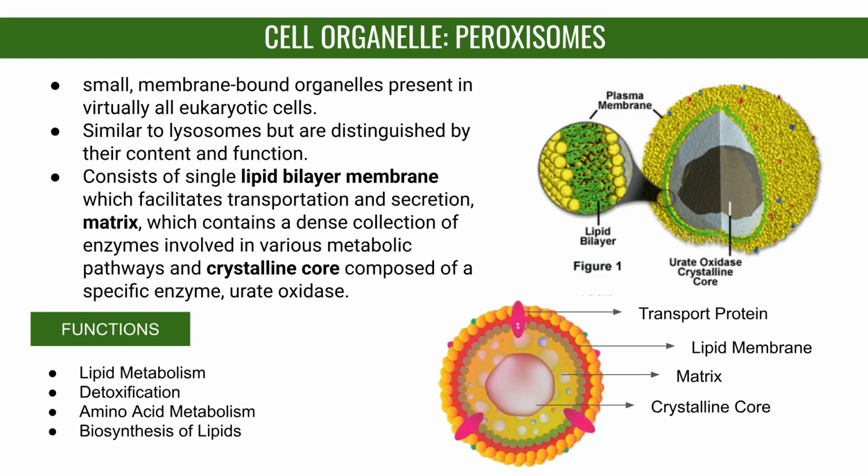Peroxisomes are small, membrane-bound organelles in eukaryotic cells, similar to lysosomes but with distinct content and function. They consist of a single lipid bilayer membrane, a matrix containing enzymes, and a crystalline core. Functions include lipid and amino acid metabolism, detoxification, and the biosynthesis of lipids.